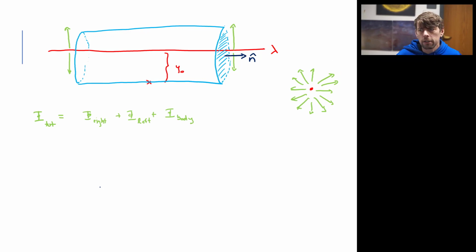You say, but wait, Greg. Yes, indeed. The same argument could be made for the left end cap. The n hat is pointing in the negative x direction. The electric field is pointing in the YZ directions. And so nothing passes through that left end cap. So immediately we can say that these two fluxes are zero. And so the total flux through our Gaussian surface is simply the flux through the body of the cylinder.